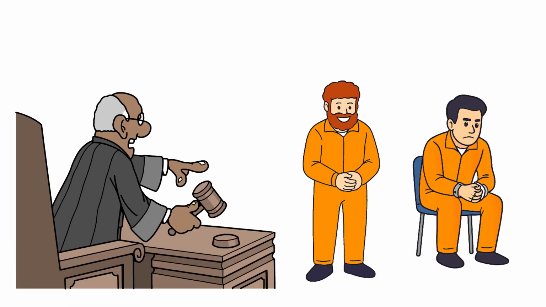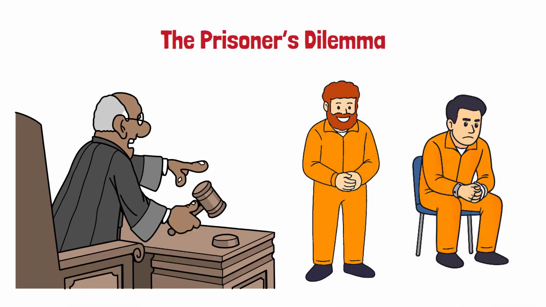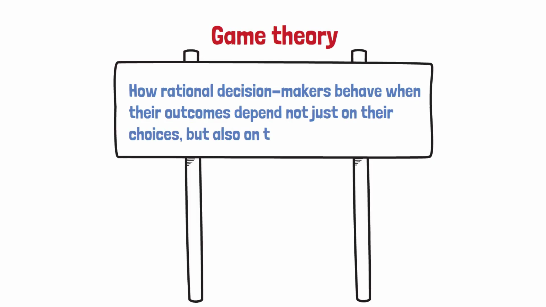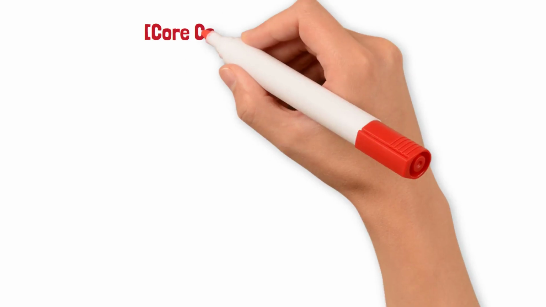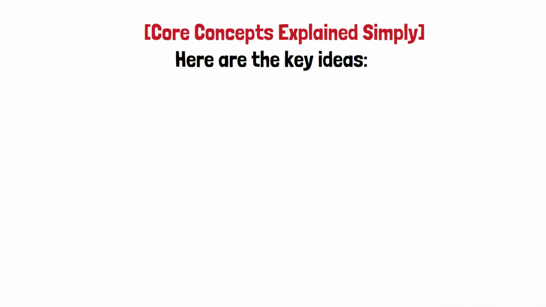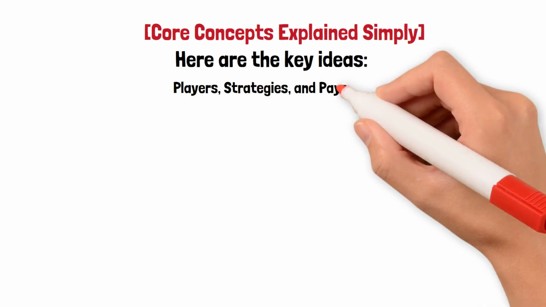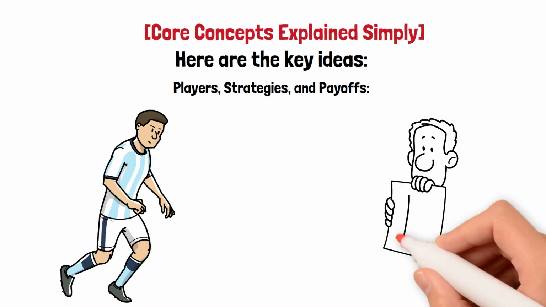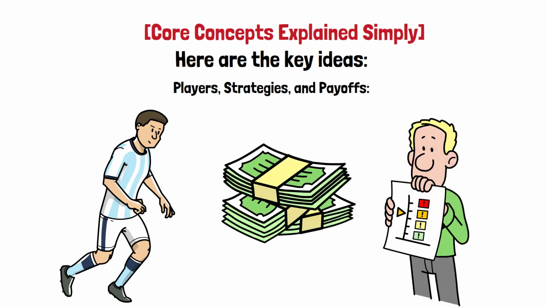This famous setup, the prisoner's dilemma, captures the essence of game theory: how rational decision-makers behave when their outcomes depend not just on their choices, but also on the choices of others. Core concepts explained simply. Here are the key ideas: players, strategies, and payoffs. Every game has decision-makers, players, their possible actions, strategies, and the outcomes, payoffs.